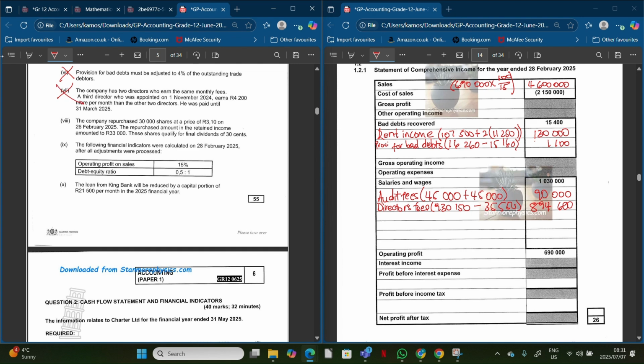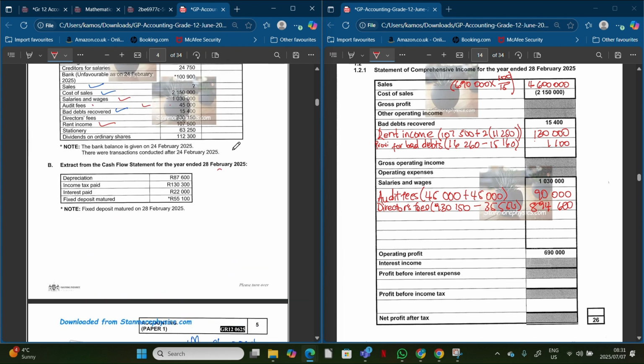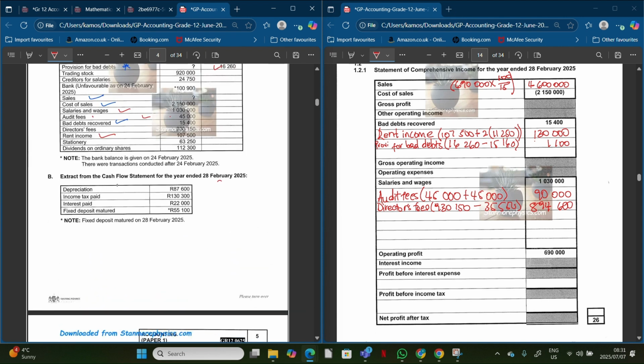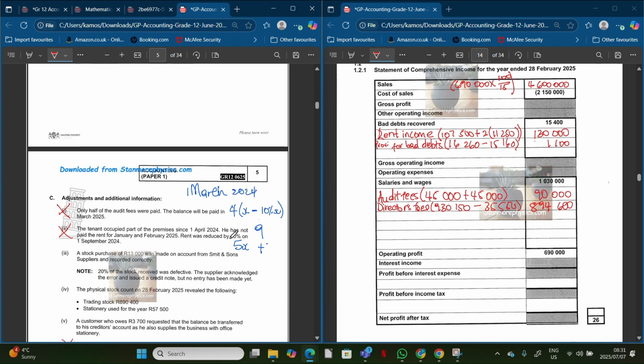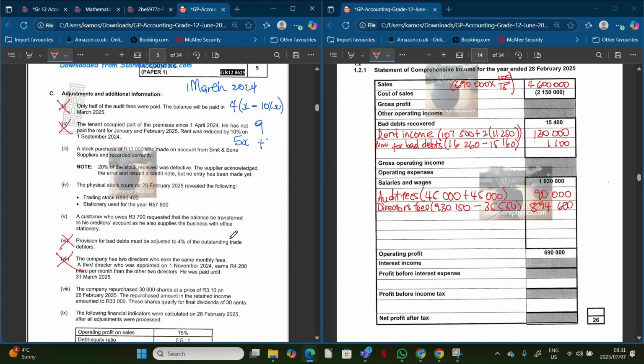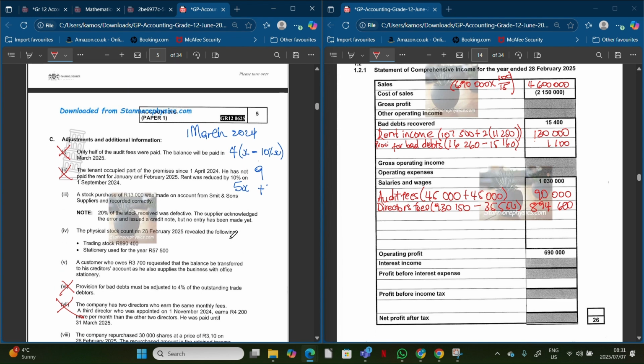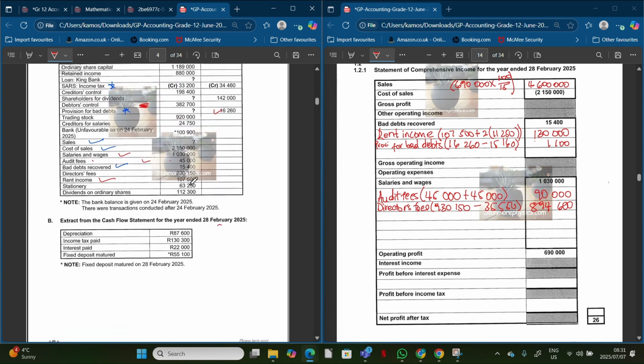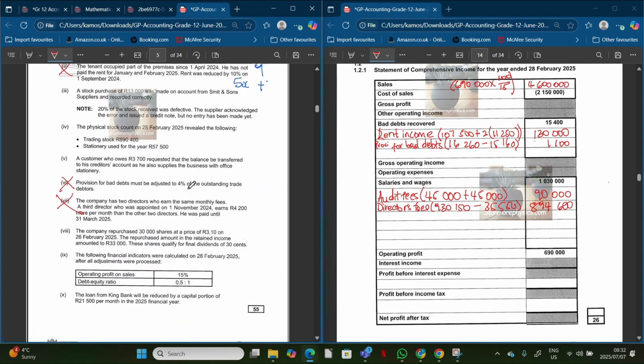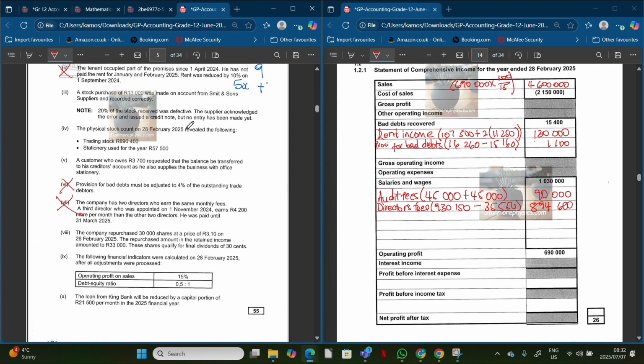Then now, next one that we have, let's just go back. Next one that we have is stationery. So stationery, we have what? 63,250. But I think we have an adjustment on stationery. Obviously here the stationery means that they bought stationery for 63,250. But now, if you look at this one, they're saying that the physical stock count on 28 February revealed the following: stationery used for the year is 57,500. So remember, since this one is the one that we use, that's the one that becomes the expense, right?